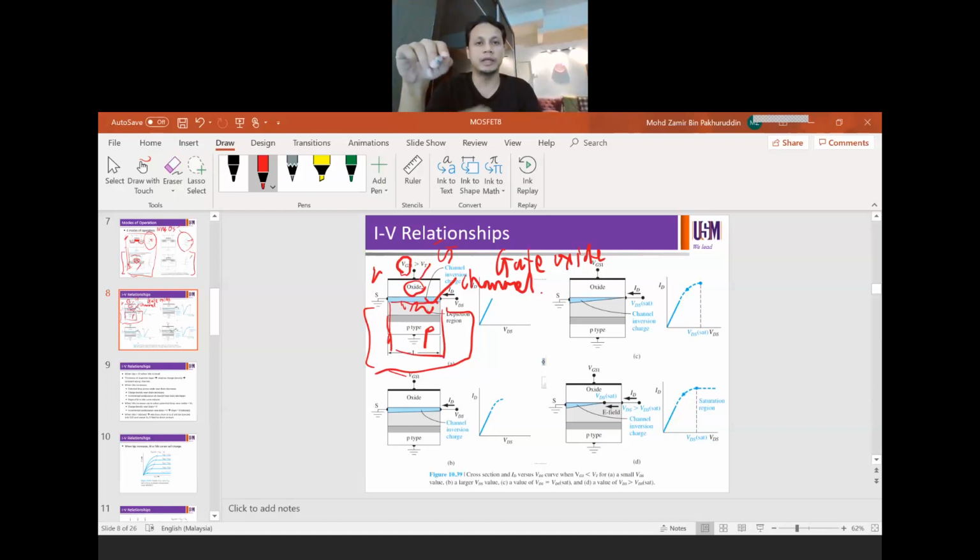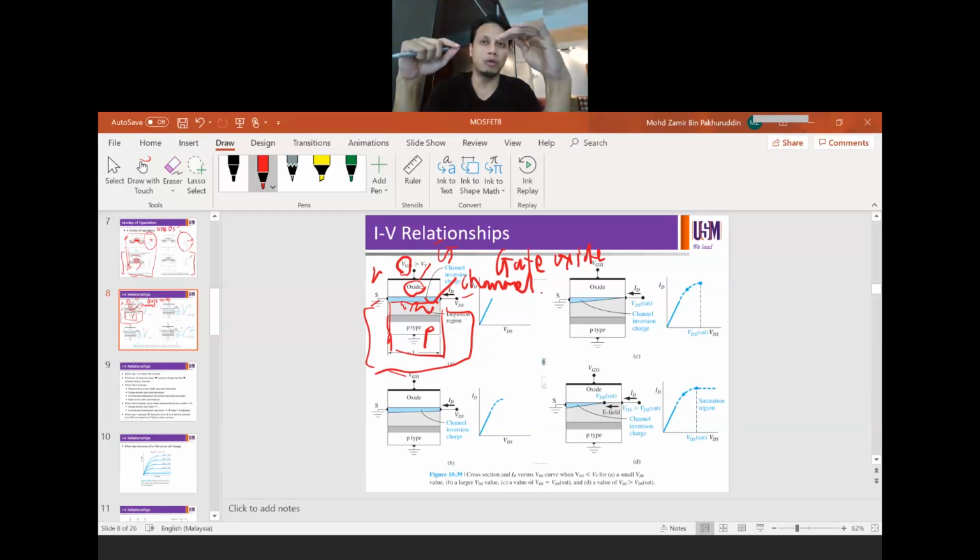Silicon is P-type, and you have source on the left hand side and drain on the right hand side. So bila you apply positive VG, what it will do is that it will repel holes. Sebab P-type the majority carrier dia hole kan. So for your information, MOSFET ni is a majority carrier device. So bila you apply positive VG, you will repel holes, which are the majority carriers in P-type semiconductor.